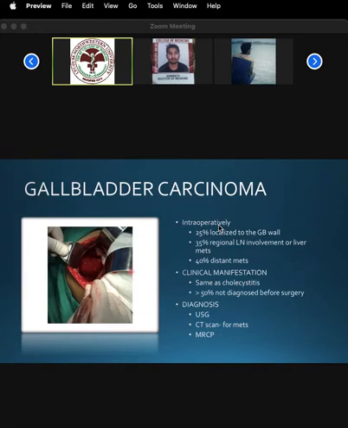So this is a young patient, I think a 46, 47-year-old female patient who was diagnosed as having gallstones or cholecystolithiasis, and she was symptomatic. So when we opened up the patient, it was gallbladder carcinoma, and we have the nodules there. Okay?